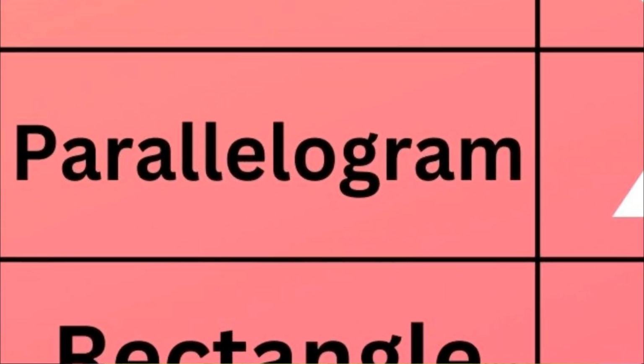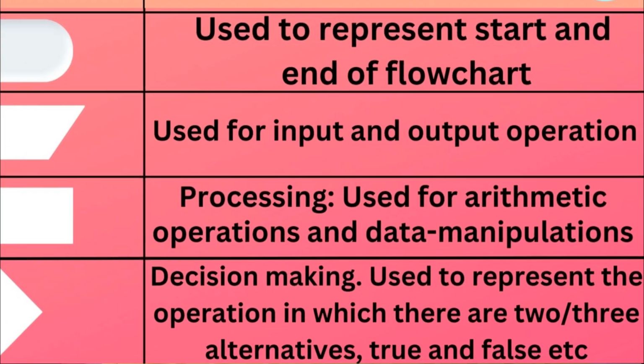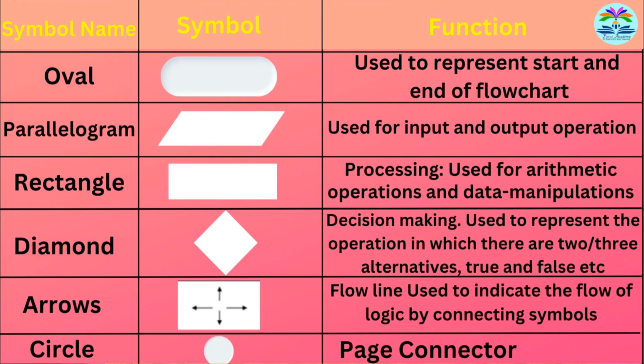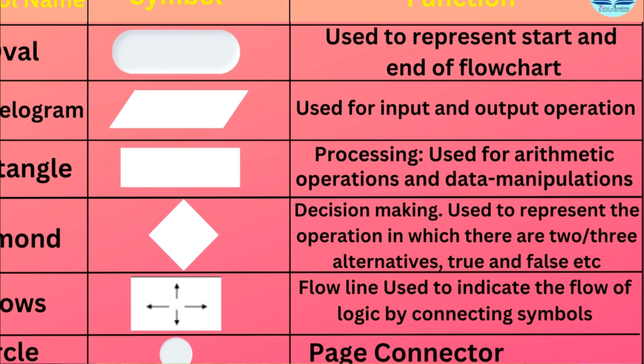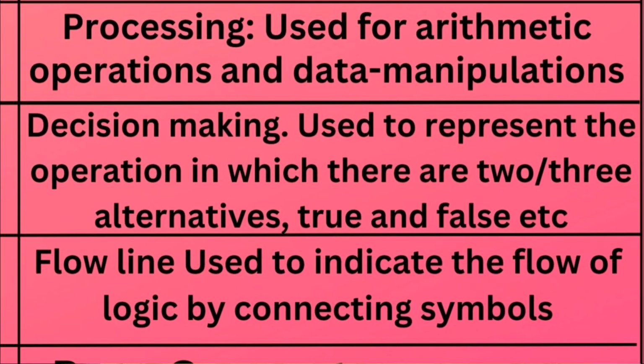Next is the parallelogram. What is the function of it? It's basically used for input and output operations. Next one, the rectangle. What is the function of the rectangle? The rectangle is basically used for processing. It's also used for arithmetic operations and data manipulation.